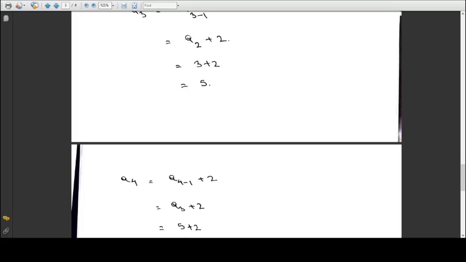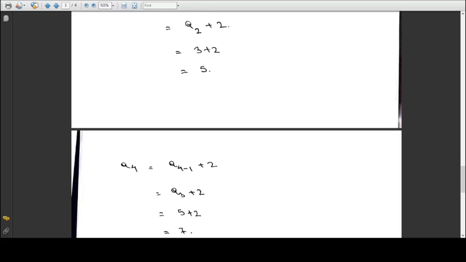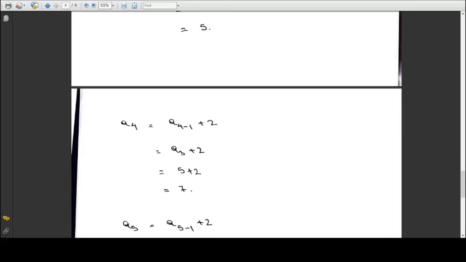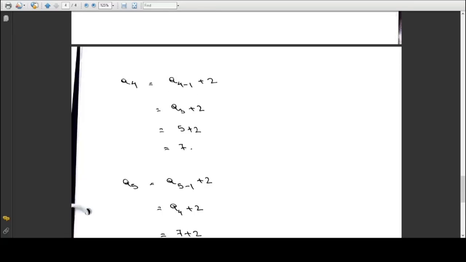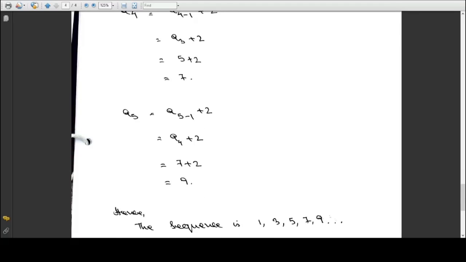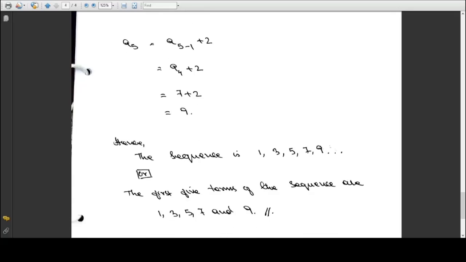Okay, now a4, substituting n equal to 4, we get a(4-1) plus 2. 4 minus 1 is 3, a3 plus 2. Now what is the value of a3 that we have just found out? a3 is 5. This means 5 plus 2, which is 7. And a5: 5 minus 1 plus 2, 5 minus 1 is 4, a4. Now the value of a4 we have just found out to be 7. 7 plus 2 is 9. Hence the sequence is 1, 3, 5, 7, 9. The first 5 terms of the sequence are 1, 3, 5, 7 and 9.